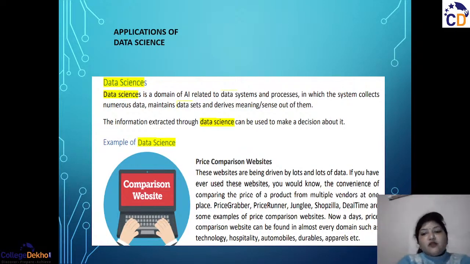Let us see some of the applications which I have just now discussed, one by one. So the first is price comparison websites. I'm going to give you a number of examples: Price Grabber, Price Runner, Jungly, Shopzilla, Deal Time. So these are the different websites through which you can compare prices. Even nowadays, price comparison websites are not only related to the selling of products. You may have this domain implemented in the healthcare sector, hospitality, automobiles, durables, technology. In every sector these applications are used, right?